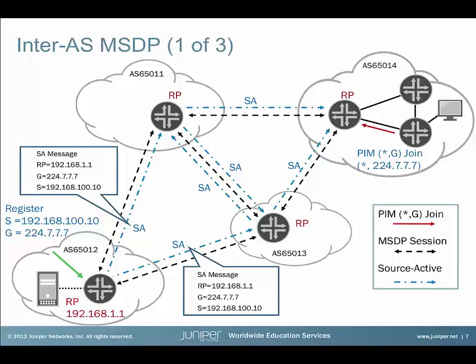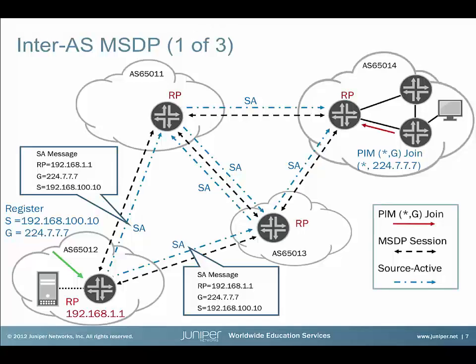There is a source, 192.168.100.10, for the group 224.7.7.7 in AS65012, which registers itself at the RP of 192.168.1.1. In AS65014, the receiver is using its own separate RP, and the *,G entry shared tree is established between the receiver's DR and the RP. For the source and receiver to meet, the rendezvous point 192.168.1.1 sends SA messages to all its peers, letting them know about the source and group information.